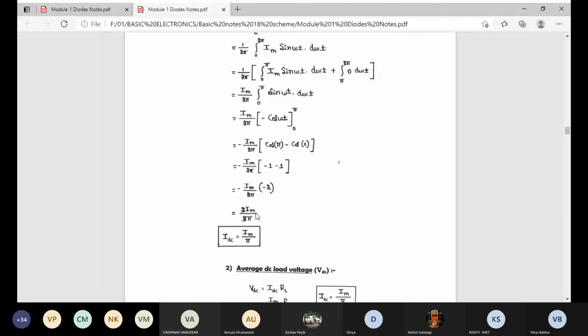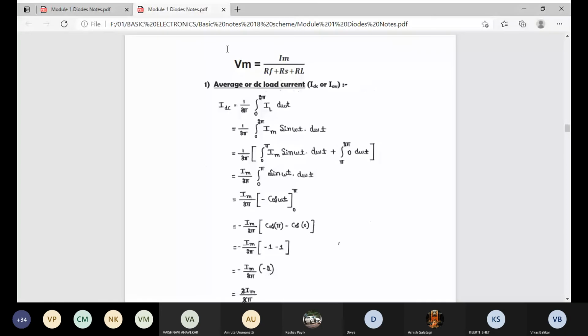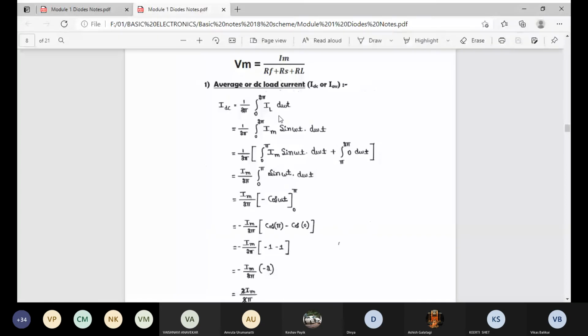So this is my average DC current that is available in my output. If you ask how much current is available at the output, it is Im by pi. So this is my derivation for the average or DC load current. This is the one thing that I just wanted to tell you.